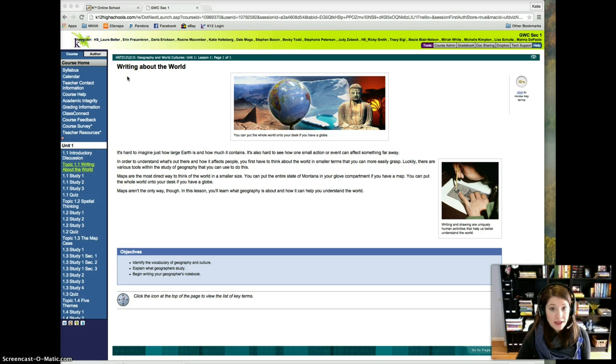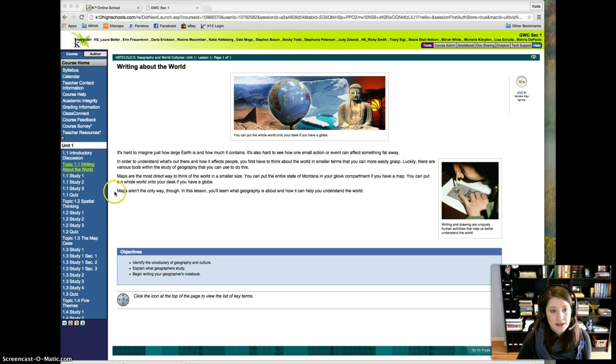And I'm just going to read through everything that's here. Writing about the world. It's hard to imagine just how large Earth is and how much it contains. It's also hard to see how one small action or event can affect something far away. In order to understand what's out there and how it affects people, you first have to think about the world in smaller terms that you can more easily grasp. Luckily, there are various tools within the study of geography that will help you to do this.